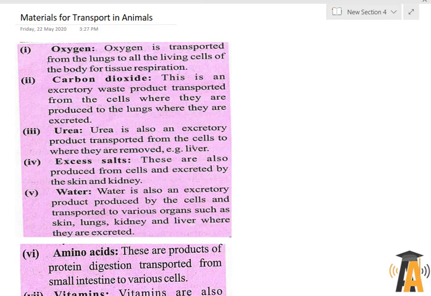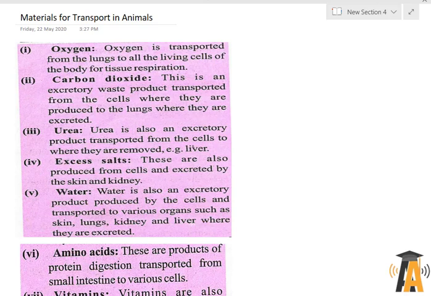Another material, number two, is carbon dioxide. After oxygen is used to break down glucose in the tissues or cells, carbon dioxide is given off as a byproduct. Hence, it needs to be transported so that it can be excreted from the body. Number three, we have urea. This is also an excretory product, which is usually produced in the liver.